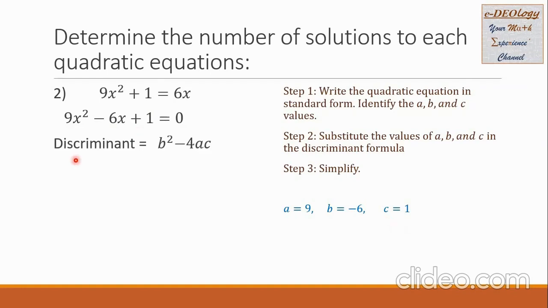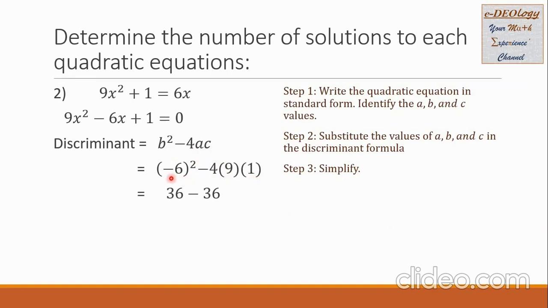Then we will write the discriminant formula and substitute now the values of a, b, and c. The b squared is now the square of negative 6 minus the constant 4 times a, which is now changed into 9, times the c, and now changed into 1.